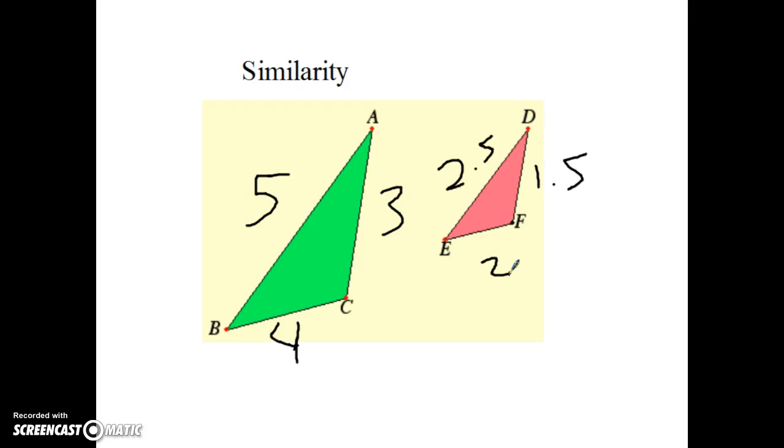ABC was dilated to shrink to DEL. In order to shrink or reduce, you would have to multiply by a fraction. In order to enlarge the picture, you have to multiply by a number greater than 1. Okay?